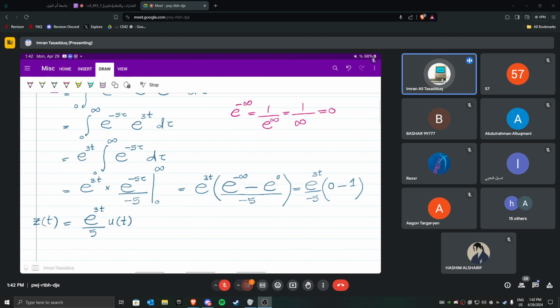All right, any other question? Doctor, what about the minus 1 inside the brackets? You tell me what happened to that minus 1. Yeah, because there is a minus 5 outside, right? So that minus 5 and that minus 1 will become positive. Yeah, exactly. Doctor, why integration from 0 to infinity, not to tau?